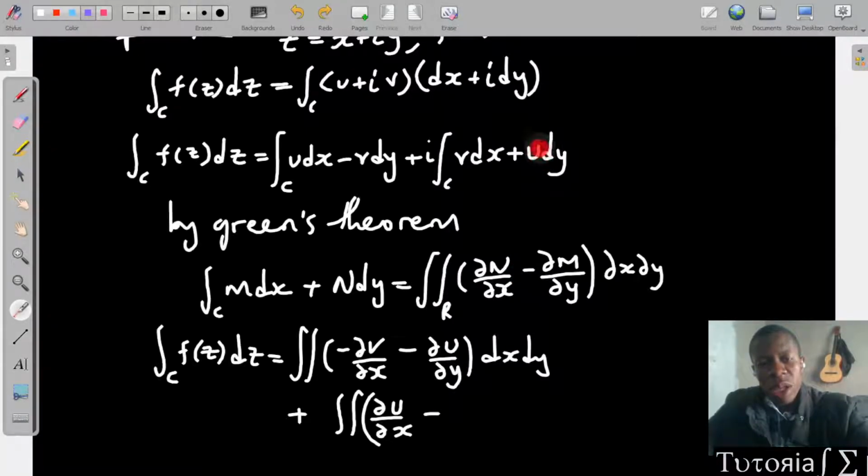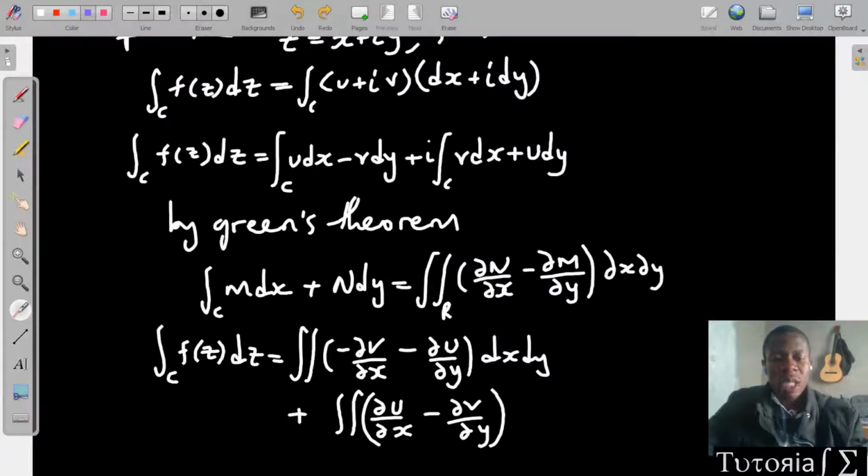But if v was negative, this would have changed to plus, okay? If v was negative, this would have changed to plus, so it will be just the dv/dx dy. So we've applied Green's theorem to this, and we get this right here.